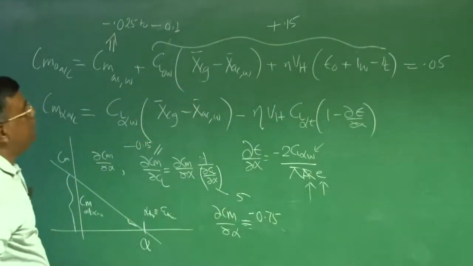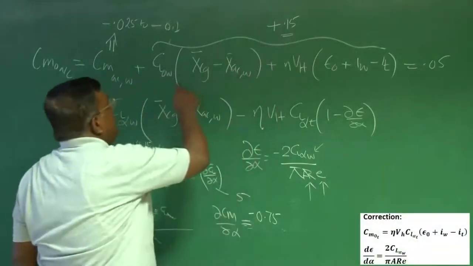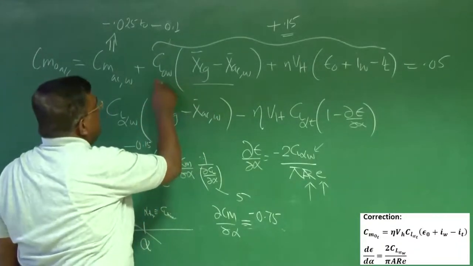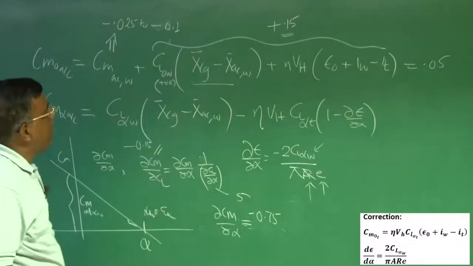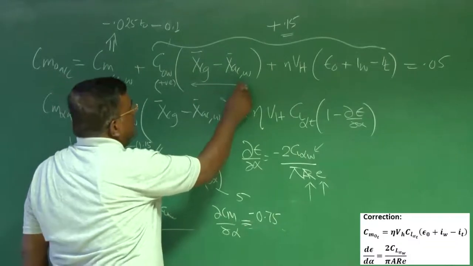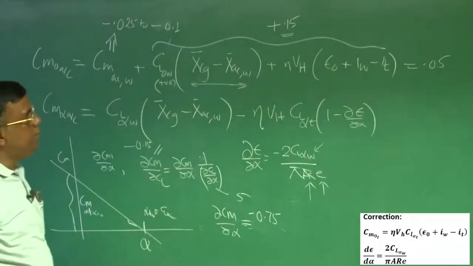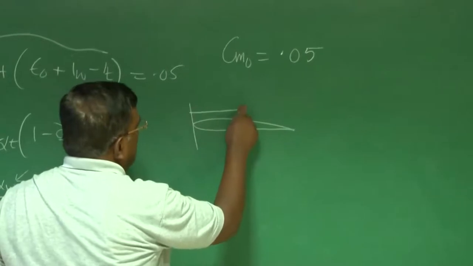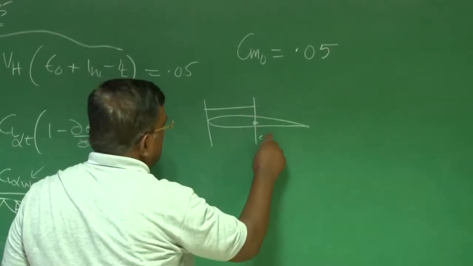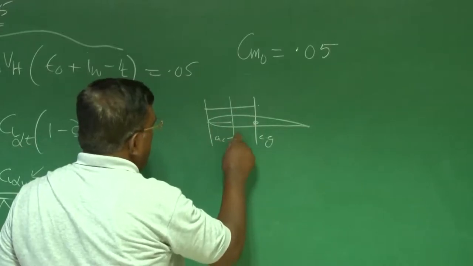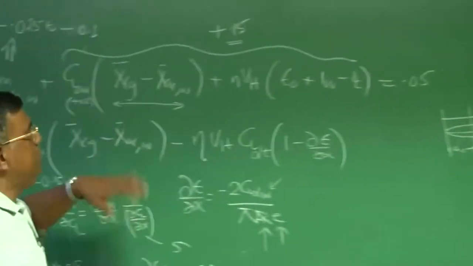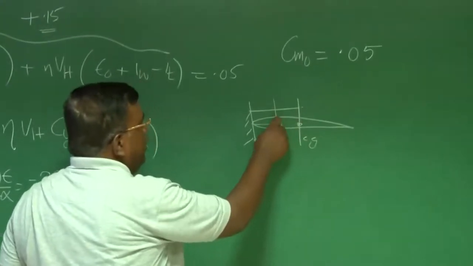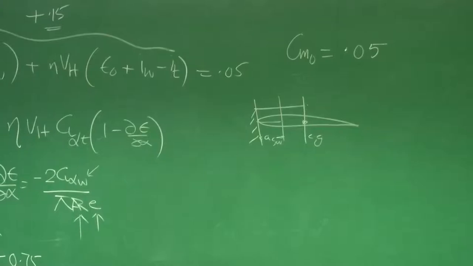Now the question is, how do I get such a huge positive component using these two expressions? What are the options we have got? We know that CL naught into this term is positive, no issues. This will give a positive contribution as long as this difference is positive. And this difference positive means, if you see our diagram, this is CG, and somewhere here it is AC. If XCG minus AC has to be positive, that means AC of the wing should be ahead of CG of the wing, right?